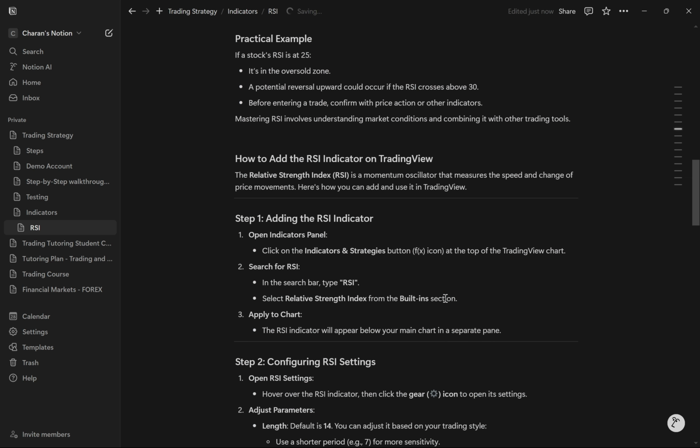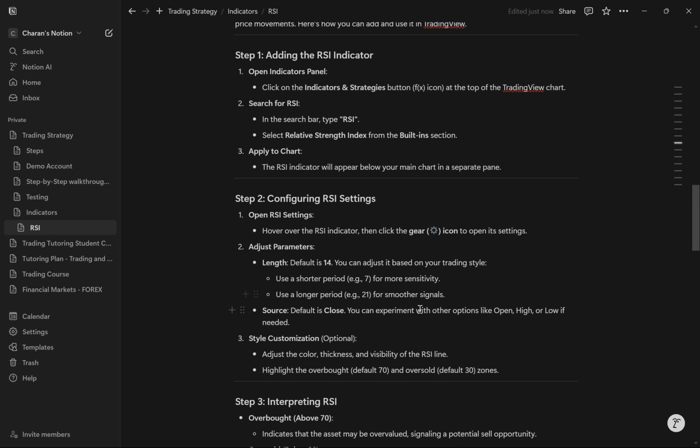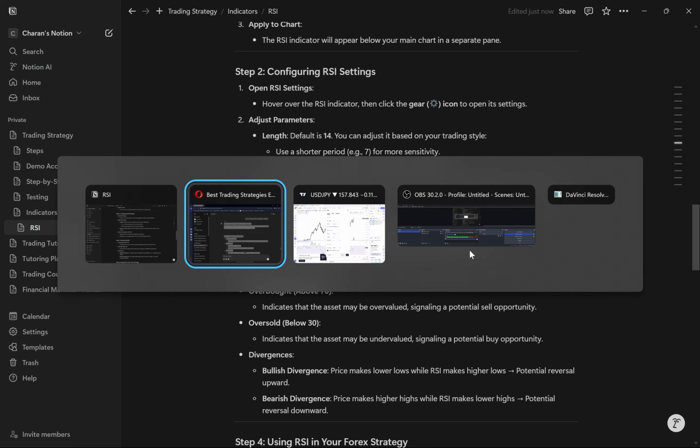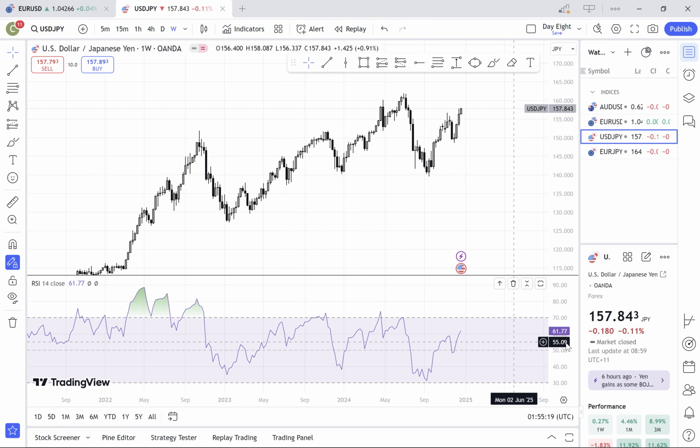paste all that. So, adding RSI indicators. We add the RSI, have it in close, 14 is the length. Okay, so well, I think that is it. Let's hit OK. So here, as you can see, our RSI is currently at about 60.